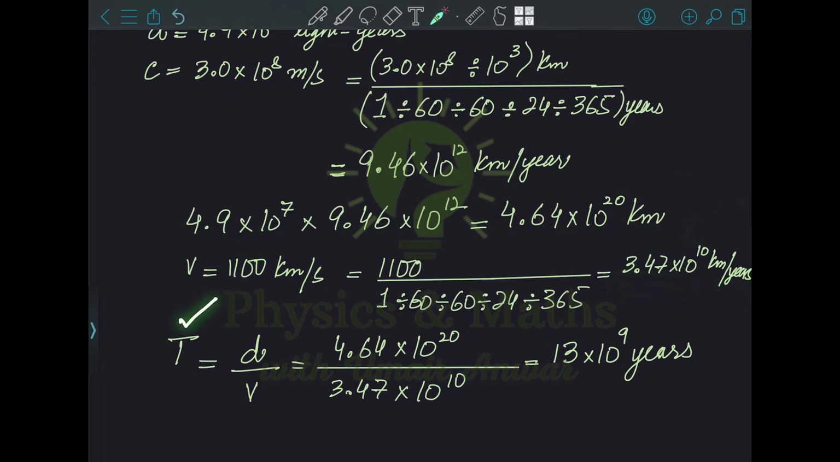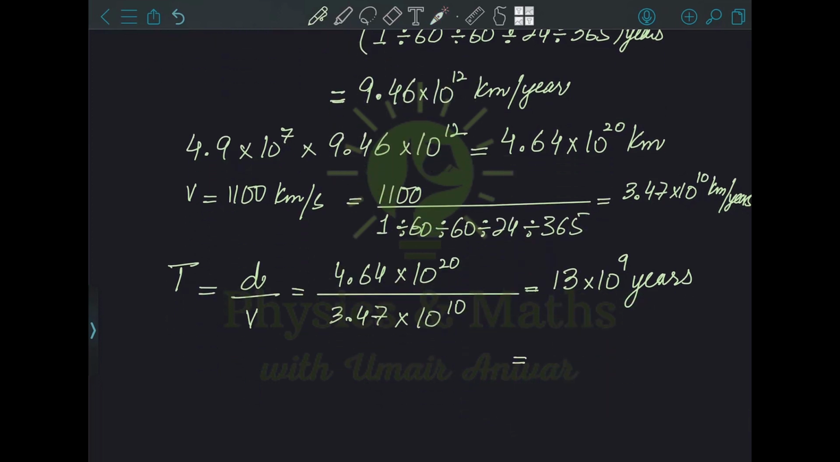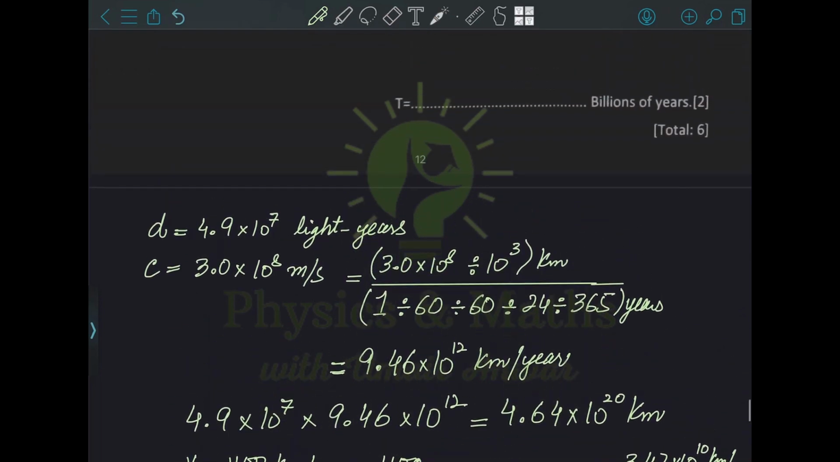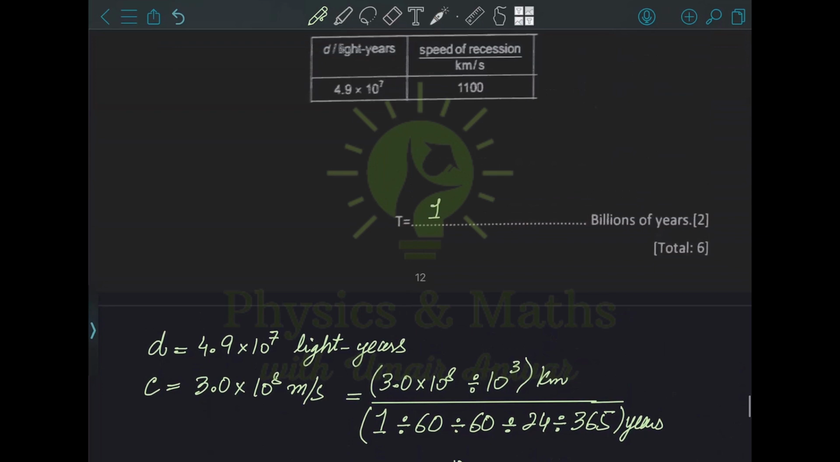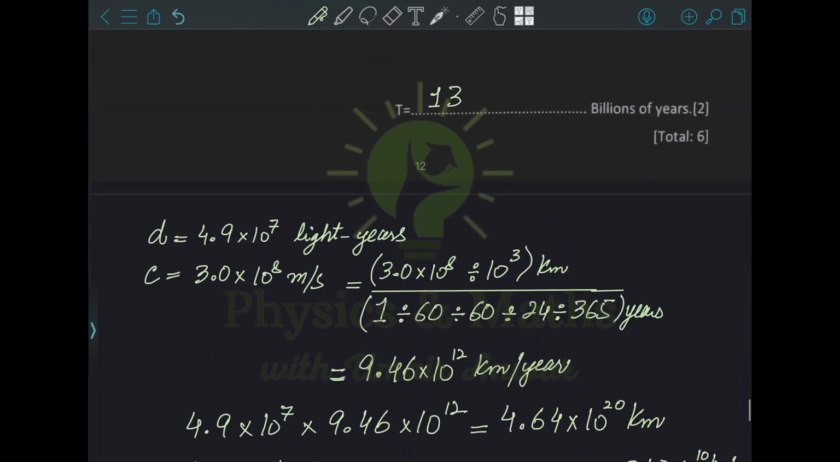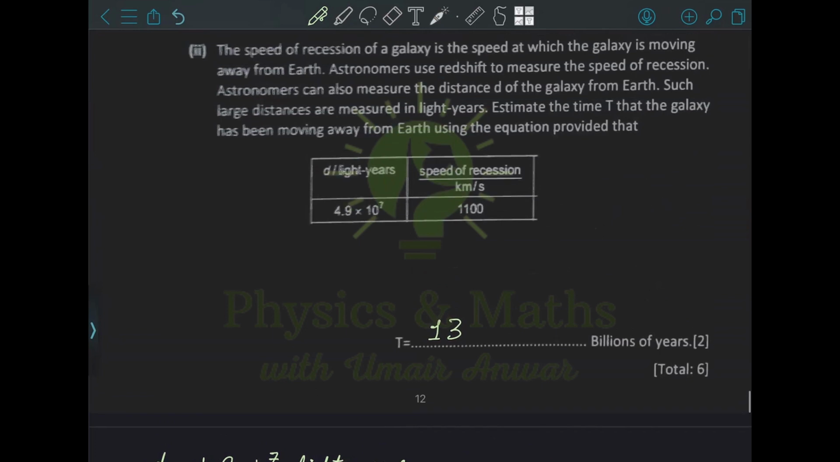Then to find the time, I have divided the distance by the speed. The distance is in kilometers and the speed is in kilometers per year. So we are getting the answer as 13 × 10^9 years. And 10^9 is a billion. So we could also write it as 13 billion years. So the final answer for this part is going to be 13 billion years. And the question ends here with this part.